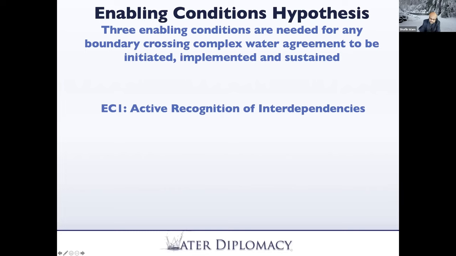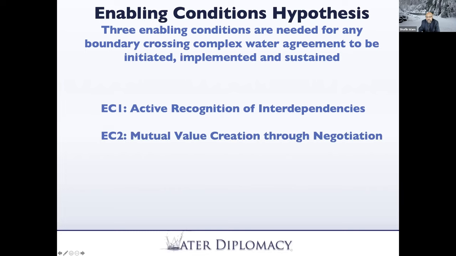The second one is that I'm sure you have talked about this: mutual value creation. Just because you have recognized a problem and you have a conflict is not good enough. Now you have to see really, can you create some mutual value through negotiation so that both parties will benefit? Because otherwise you have a limited amount of water and no way to divide this, and your actual need is much more than what is actually available, then how do you get around this?